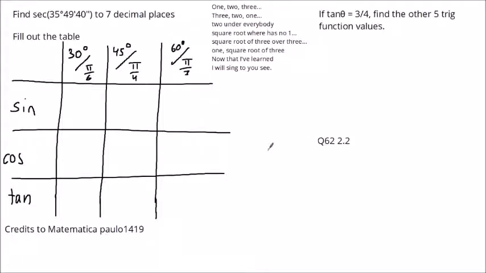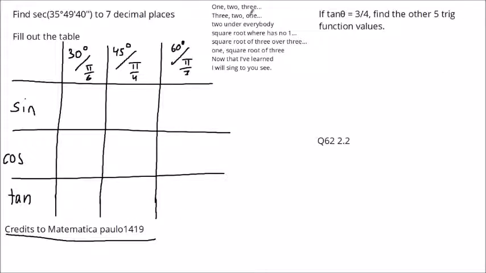Okay, is this the time? Yep, okay, I have to sing now. I'm sorry. Okay, so credits to Mathematica Paulo 1419 for prepping his GCSE students with this song. But this is a simple way to remember the 30, 45, and 60 for sine, cosine, and tangent. And it goes, okay, I really don't want to sing.